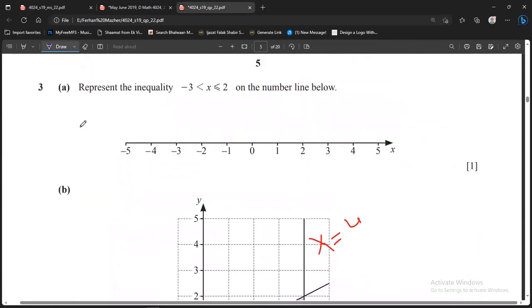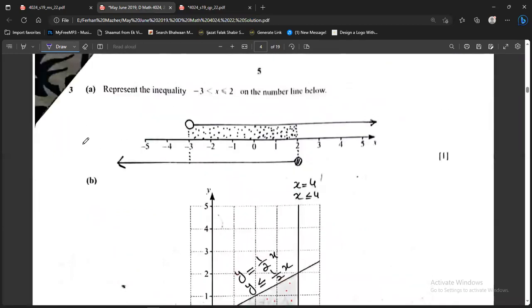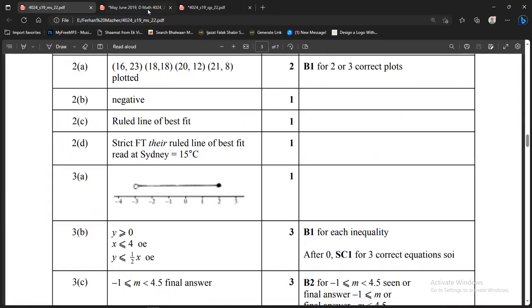That is question number 3. It says, represent the inequality x is greater than -3 and less than or equal to 2 on the number line. So at -3, the circle will not be shaded. At 2, we will shade the circle, because x is also equal to 2, and then I will join them. This is my answer. In this solution, I have represented it like this. Both ways are correct.